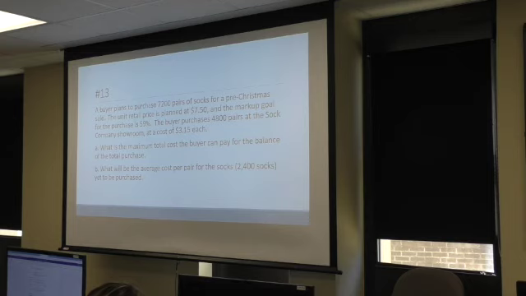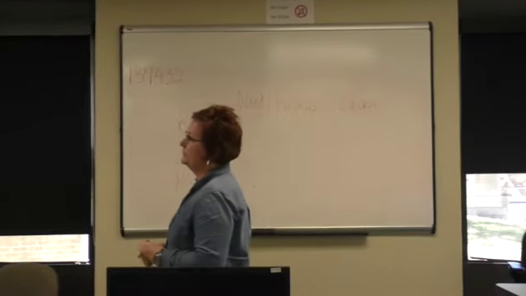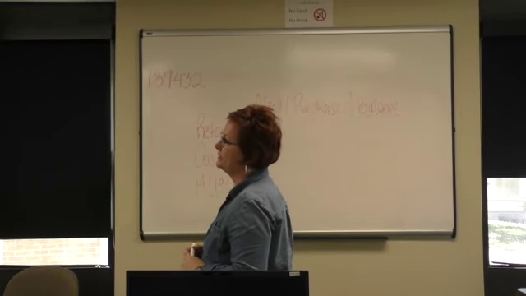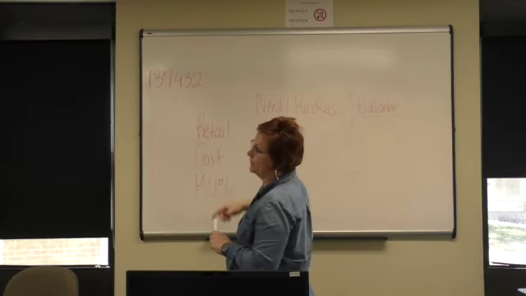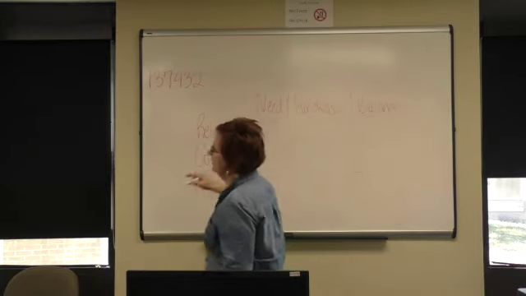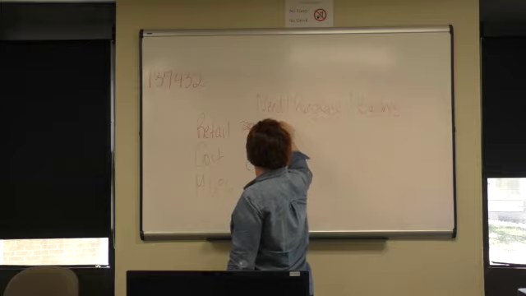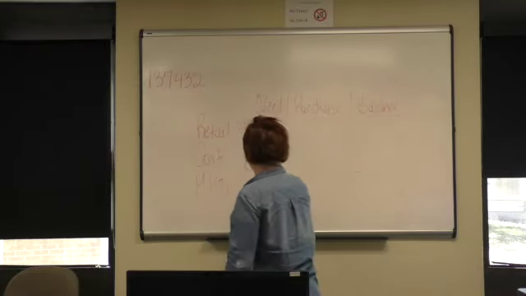You guys want to work this one together? Maybe? Kind of talk through it a little bit? Okay. Needs, purchases, balance, right? Buyer plans to purchase 7,200 pairs of socks for a pre-Christmas sale. The unit retail price is planned at $7.50. All right, so the need is there, right? So I'm buying 7,200 pairs of socks, and the unit retail price is going to be $7.50. Okay? The markup goal for that purchase is 59%.